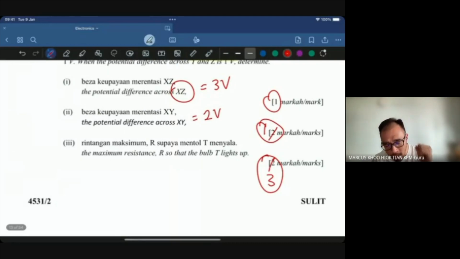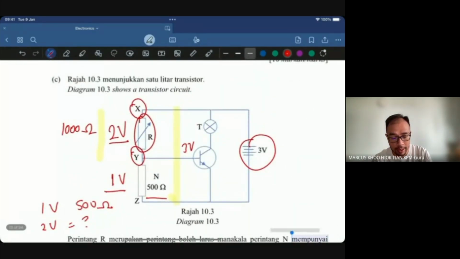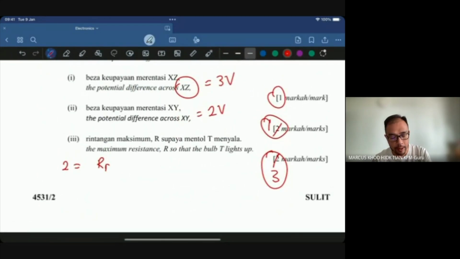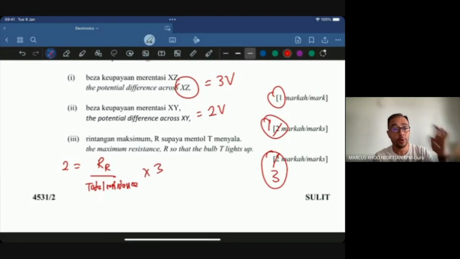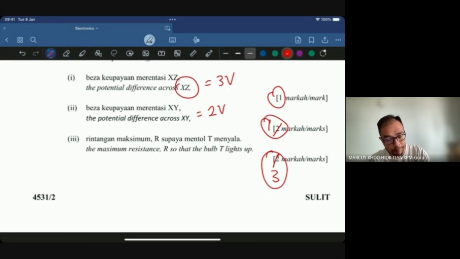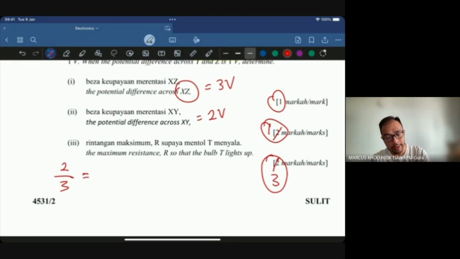I guess if you want, you can use the potential divider circuit. 2 volts equals to R, what is this one? RR, the resistance of R over the total resistance, times 3. Remember this relationship? Oh, actually, let me write it this way: 2 volts out of the 3 volts equals to the resistance of R over the total resistance.